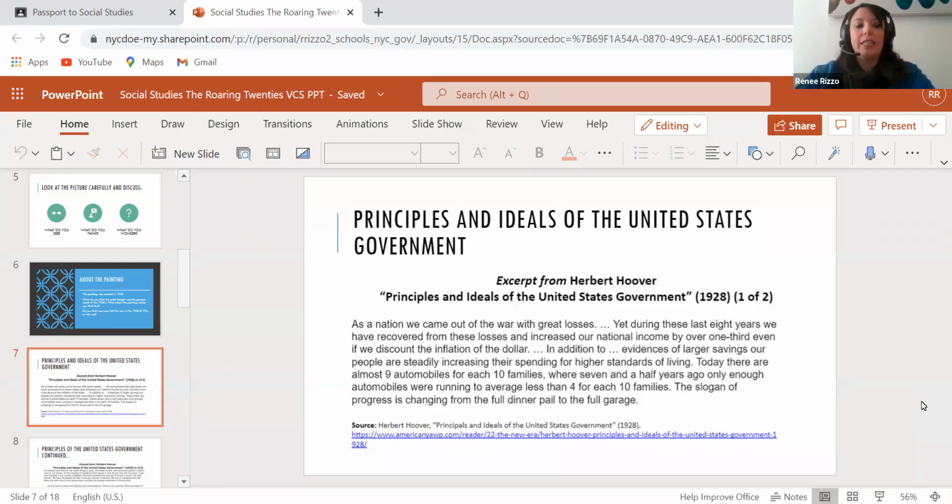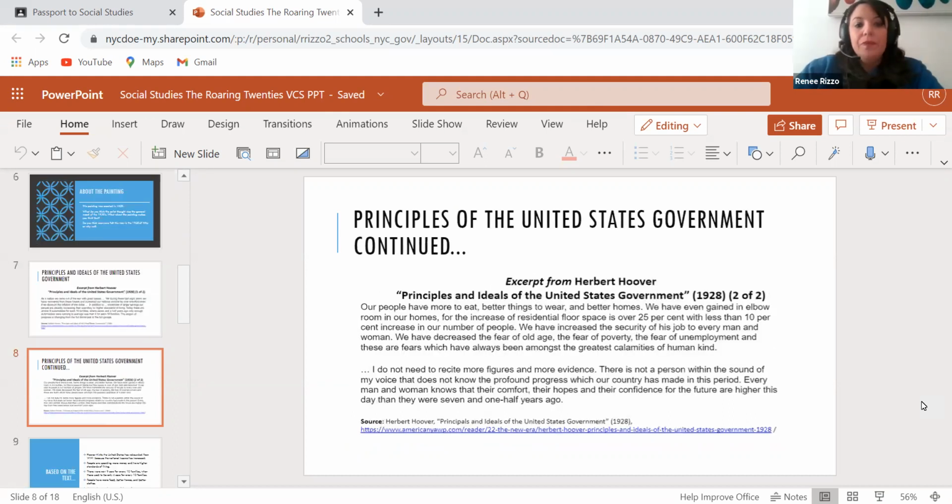The slogan of progress is changing from the full dinner pail to the full garage. Our people have more to eat, better things to wear, and better homes. We have even gained an elbow room in our homes. For the increase of residential floor space is over 25%, with less than 10% increase in our number of people. We have increased the security of his job to every man and woman. We have decreased the fear of old age, the fear of poverty, the fear of unemployment, and these are fears which have always been amongst the greatest calamities of humankind.